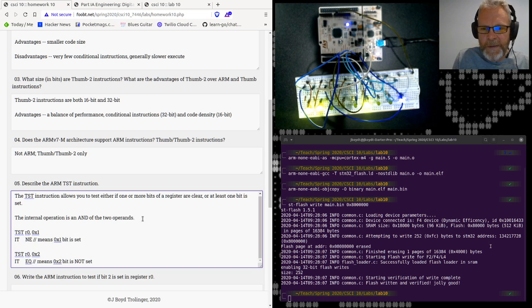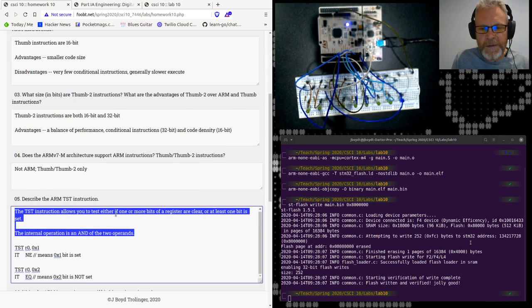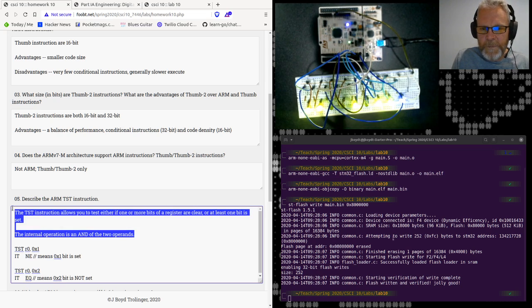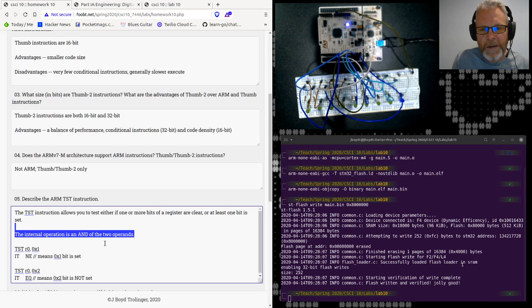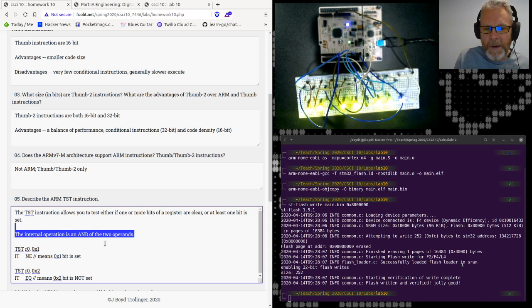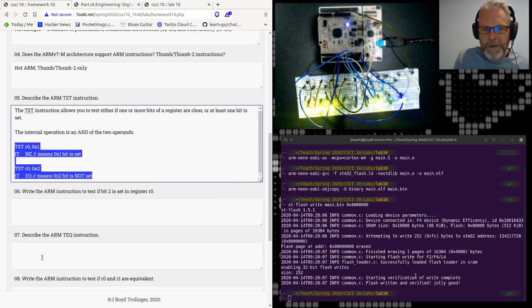You don't have to prove to me that you're a great typist by getting the examples, i.e. just mindlessly typing the things you see on the screen. These are the answer. The description of the TST instruction is that it allows you to test if bits are set or not set. And then a college level answer would also include the detail that the internal operation is ANDing the two operands. These pieces down here are just showing you that you can write assembly code to test set or not set.